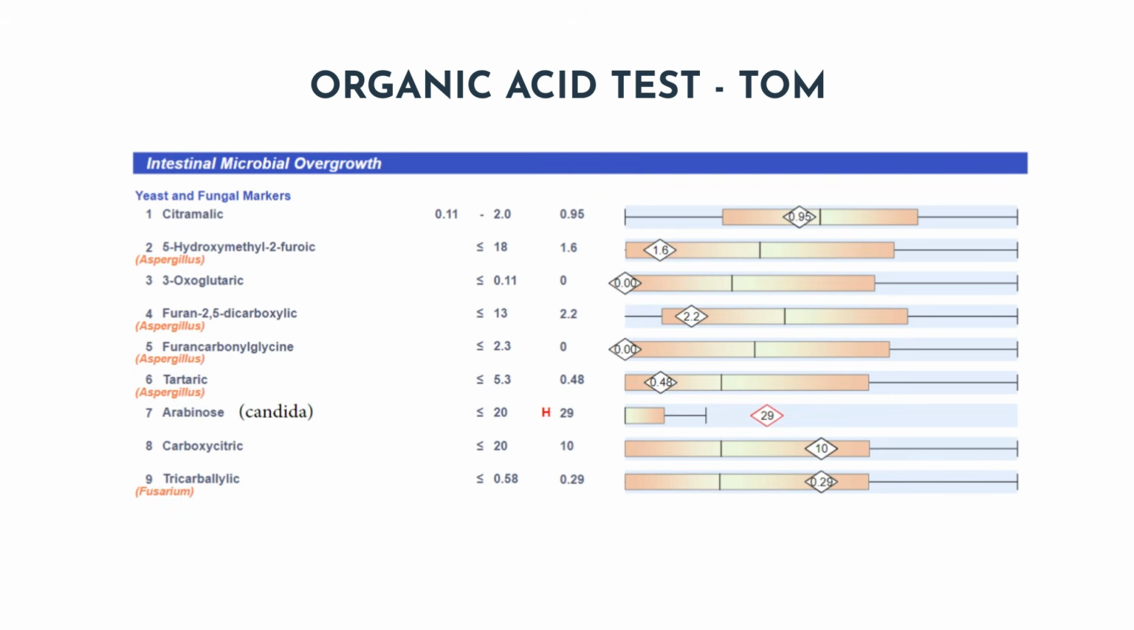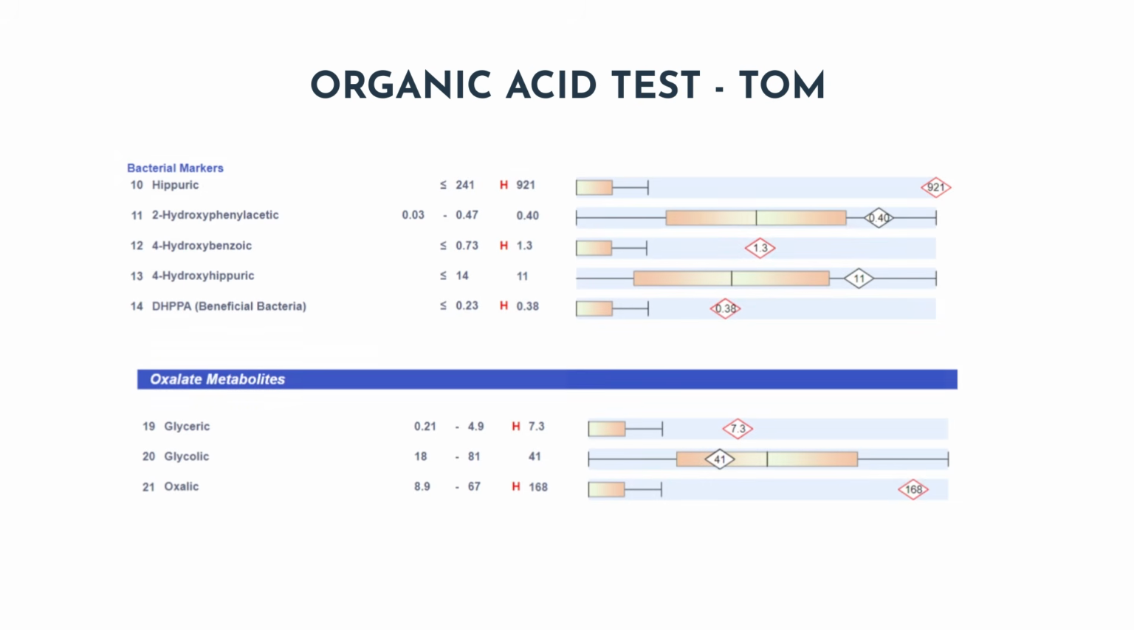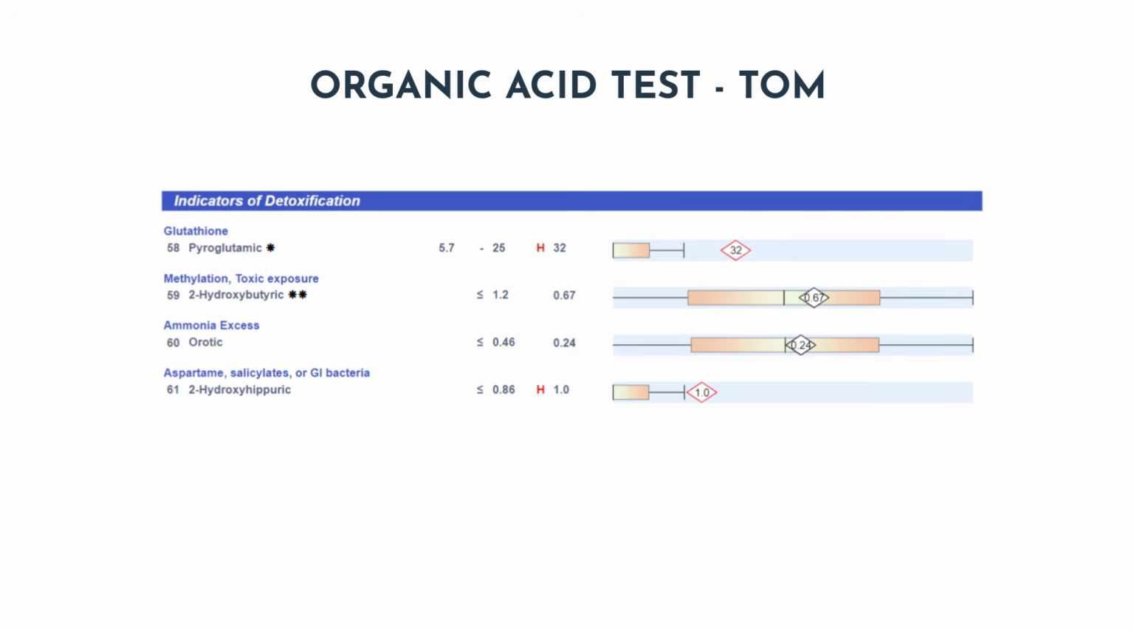On his OAT test, we see that his candida is high. So he's got some fungal overgrowth in addition to the Rhodotorula. His bacterial markers are high, and oxalic and glyceric can indicate fungal overgrowth. His glutathione is low. Remember, this is an inverse marker. And so, there's a lot to treat here.